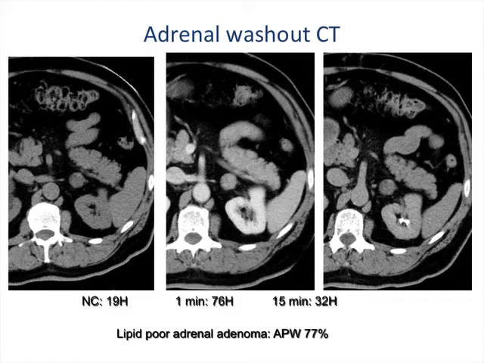This is an example of a lipid-poor adrenal adenoma. On non-contrast, the attenuation is 19 here. It's above the limit of 10, so we cannot call this a lipid-rich adenoma, but it demonstrates modest enhancement and a high degree of washout, and the enhancement is very homogeneous, and it lacks any concerning features like central necrosis or local invasion. So we can be very confident in this setting that this is a lipid-poor adrenal adenoma.